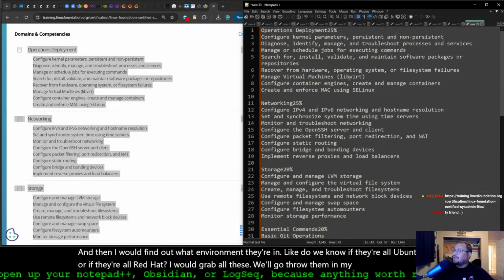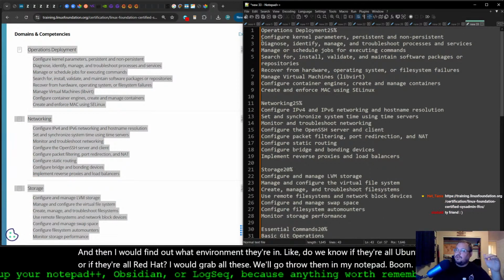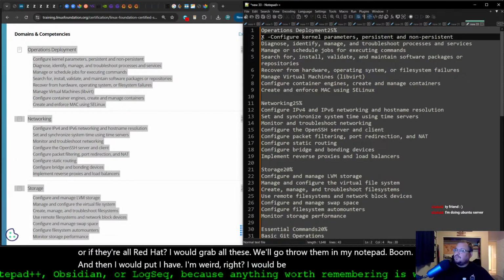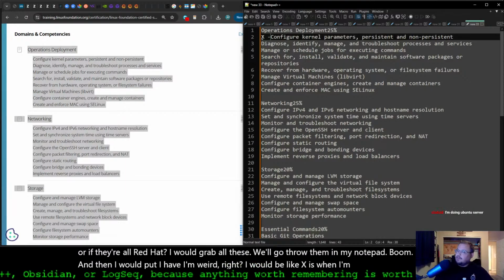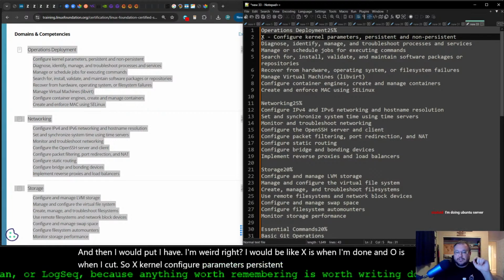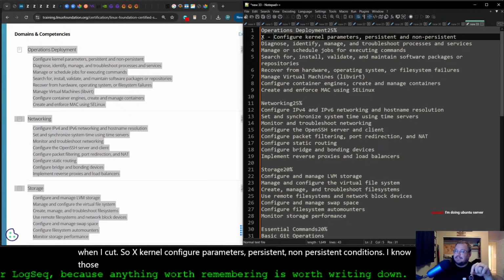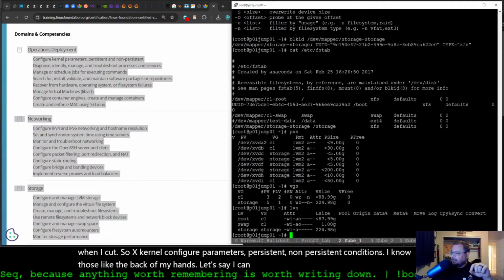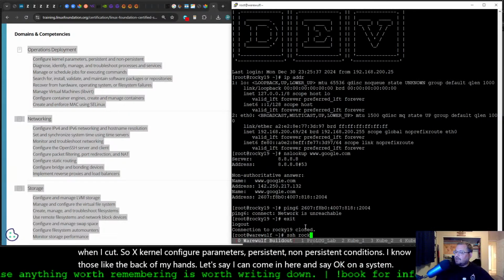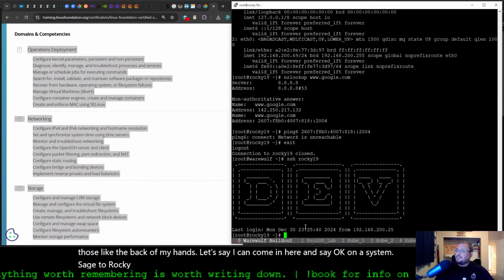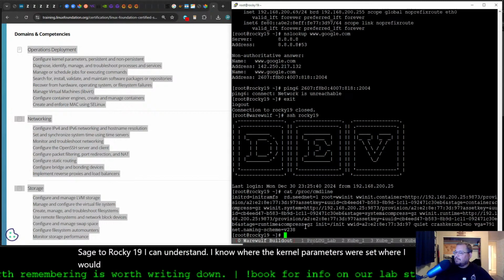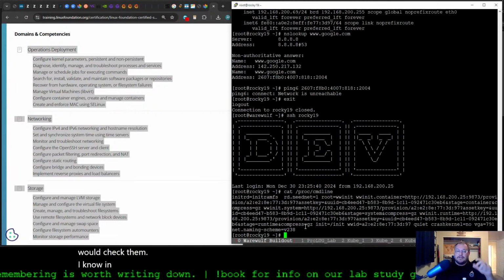Boom. And then I would put, like, I'm weird, right? I would be like, X is when I'm done, and O is when I cut. So X: kernel configure parameters, persistent, non-persistent conditions. I know those like the back of my hand. Let's say I can come in here and say, okay, on a system, I can understand. I know where the kernel parameters were set, where I would check them. I know in this environment how I actually set them.